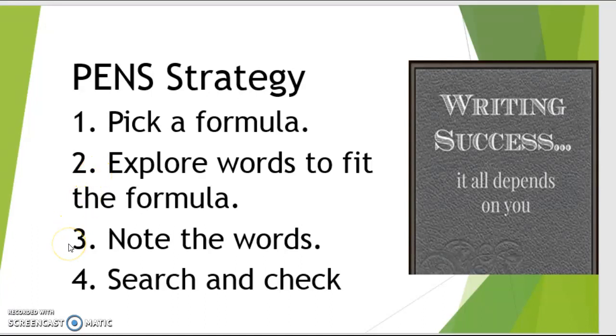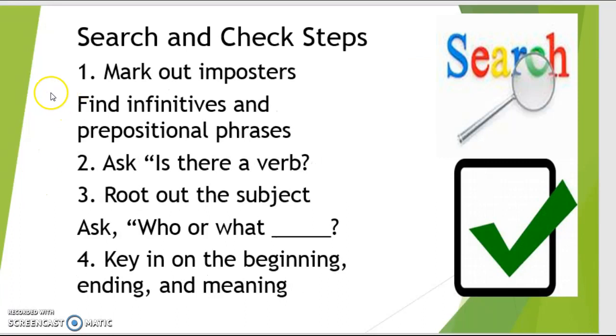And then step 3 is to note the words, write them down. And then step 4 is to search and check. And this is your proofreading step to make sure that you've completed the sentence correctly. So here are the search and check steps. Remember that they spell MARK to help you remember them, M-A-R-K. So step 1, mark out imposters. Remember, you want to get rid of what may not be the subject or the verb. So find your infinitives and your prepositional phrases.